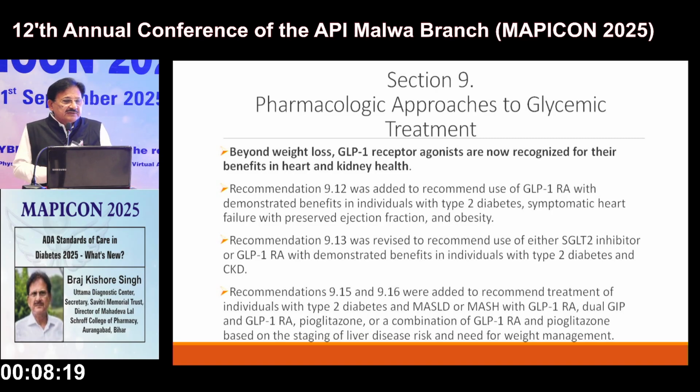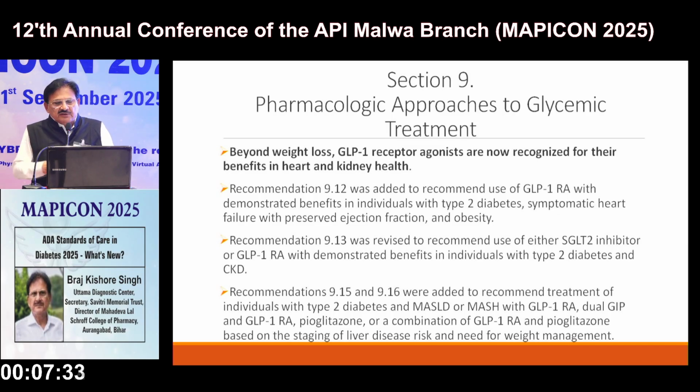Pharmacological approach to glycemic treatment, section 9: beyond weight loss, GLP-1 receptor agonists are now recognized for their benefit in heart and kidney health also. The use of GLP-1 receptor agonists with demonstrated benefit in individuals with type 2 diabetes, symptomatic heart failure with preserved ejection fraction and obesity also. And the recommendation was revised to recommend use of either SGLT inhibitors or GLP-1 receptor agonists with demonstrable benefit in individuals with type 2 diabetes and CKD. Means the GLP-1 receptor agonist can be used not only in diabetic patients but also in CKD patients.